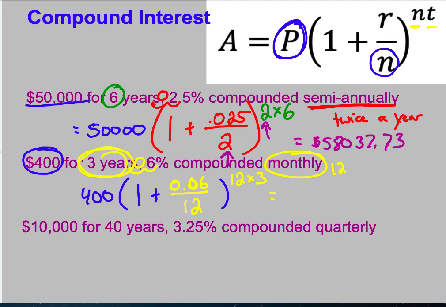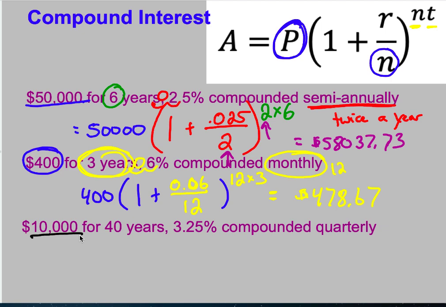So go ahead, plug that into your calculator. 400 times 1 plus 0.06 divided by 12. Remember, it's just the 0.06 that's being divided by 12, not the 1, to the, in this case, 36th power, because it's 12 times 3. That gives me $478.67. All right, so let's try another one together.